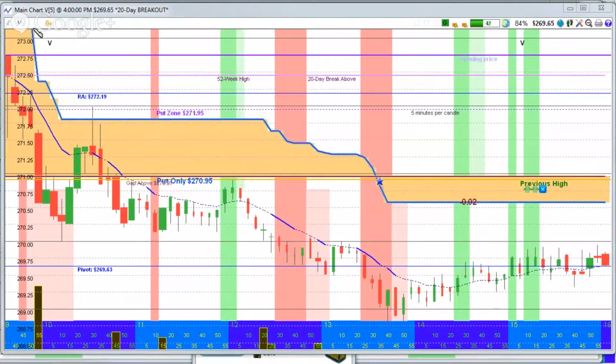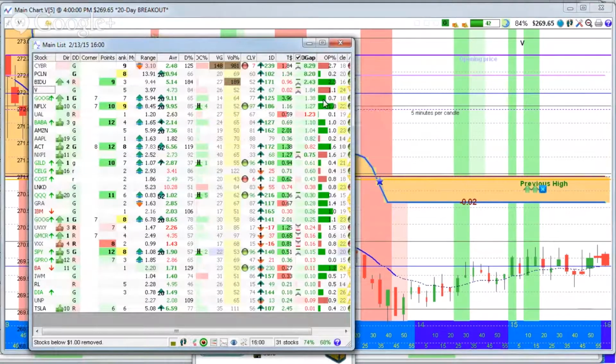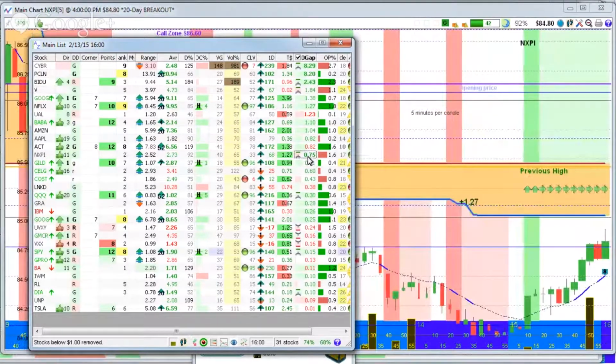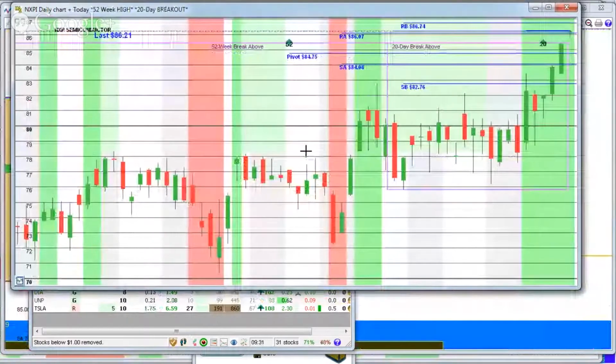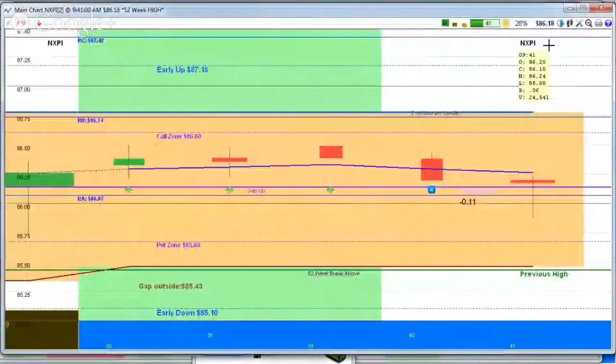Let's go back to the list for a moment. Let's just get rid of the pen. Okay, the list. We were at Visa. Where's another decent sized gap that wasn't too big? Okay, so NXPI, go look at the daily, and we're going to go to the beginning of the day. It gapped up a little bit, not too bad. Now you'd think that this is a gap and go, and let's just see how it turns out.